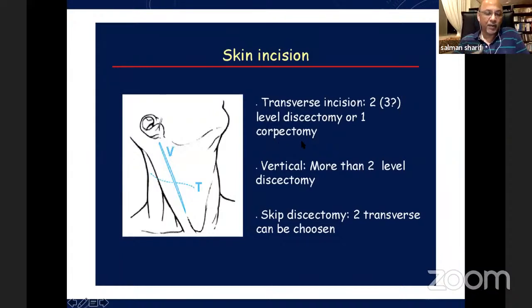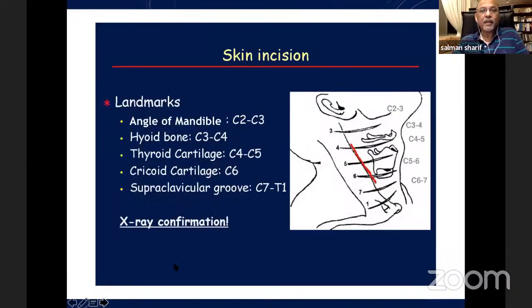But if there is a gap in between and I want to do above and below, I could have skipped discectomy, 2 transverse incisions. For example, if I'm doing C3-4 and C6-7, I would do 2 transverse incisions. Vertical incision, I would only use if I'm doing 2, 3 level corpectomies, or if I feel that I need to do many more levels than I require. I prefer doing a spondylotic myelopathy patient from anterior rather than posterior generally, because I think I can give much better results with that. Obviously, the landmarks have already been discussed.